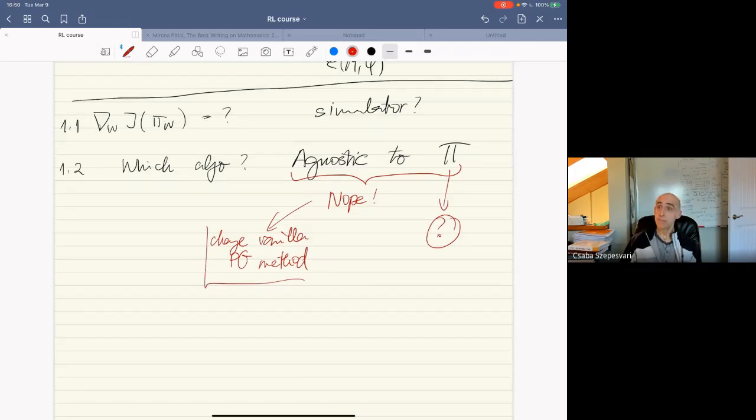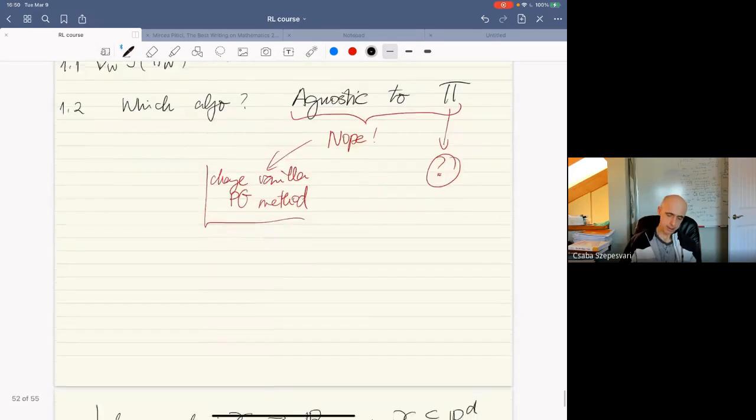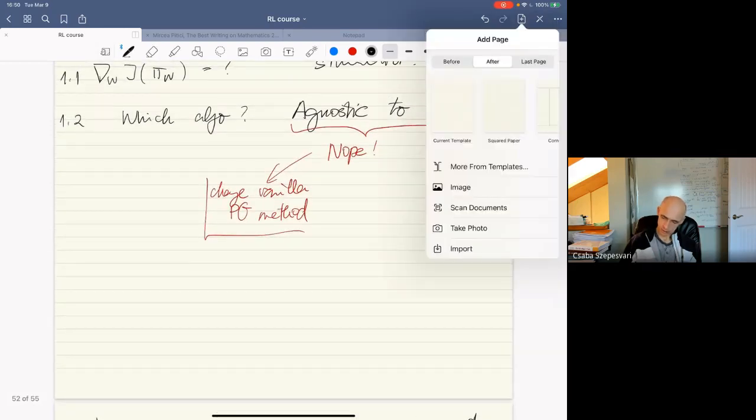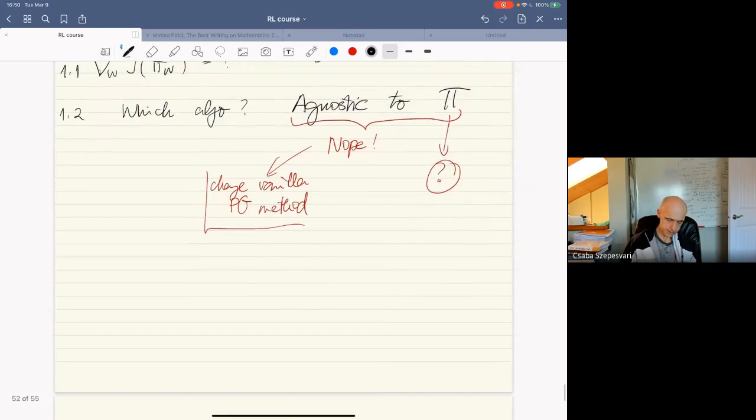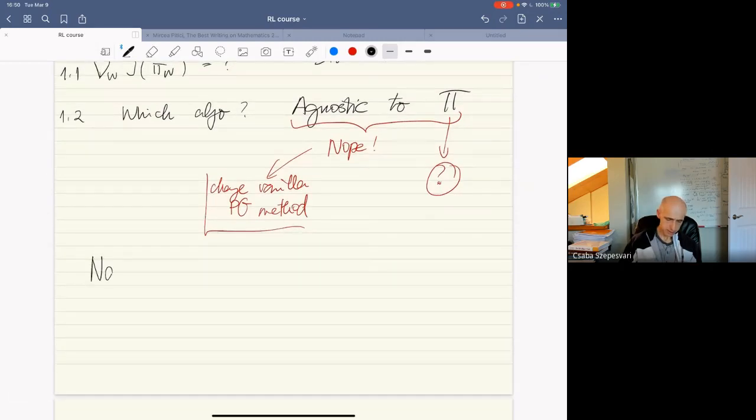And how to change the PG method? One idea that appeared in the literature a while ago is known as natural policy gradient. The general idea of natural gradient descent or gradient ascent, natural gradient methods, is that you want to be parametrization invariant and still following the gradient.